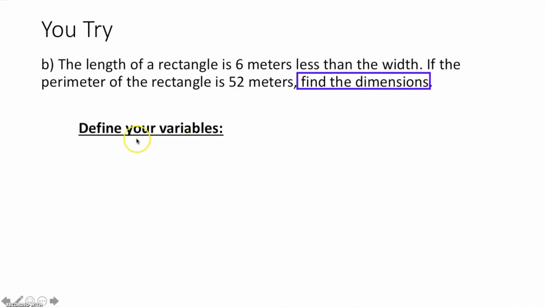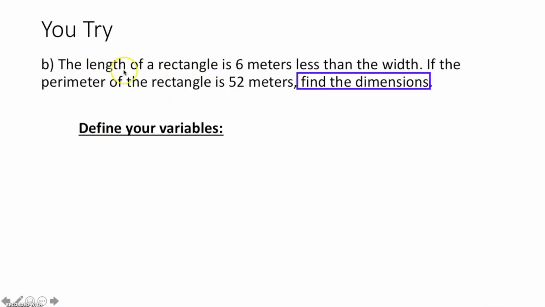So we move to step 3, define our variables. Based on what we're asked to find, we're going to define our variables. So we need length and width. Don't just go W equals width and L equals length. We only want one variable. That way we can solve for that variable. If we have 2, we can't solve for one specific variable.